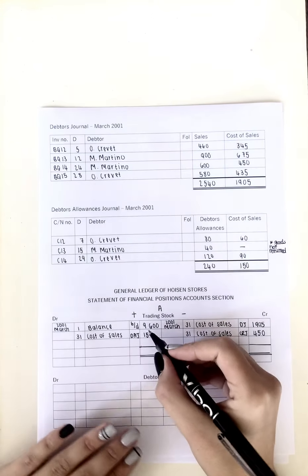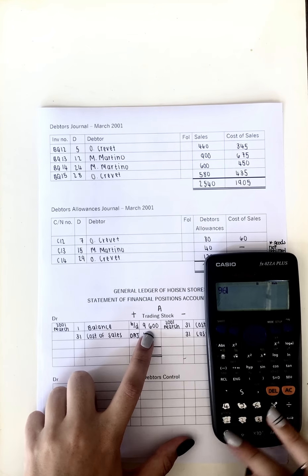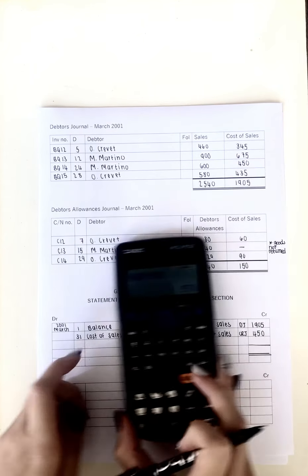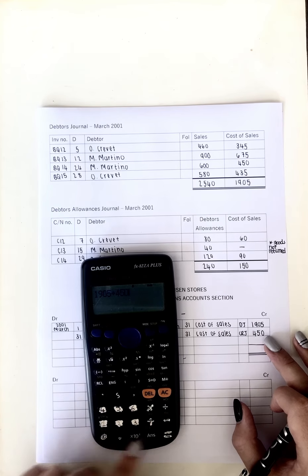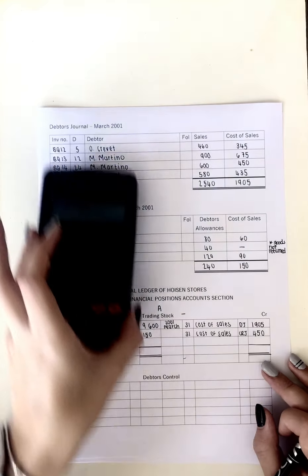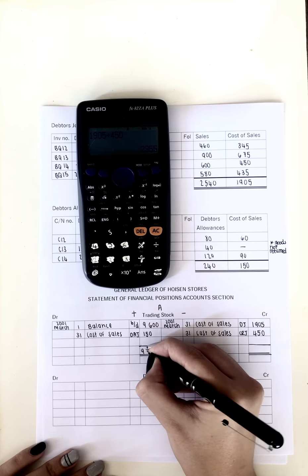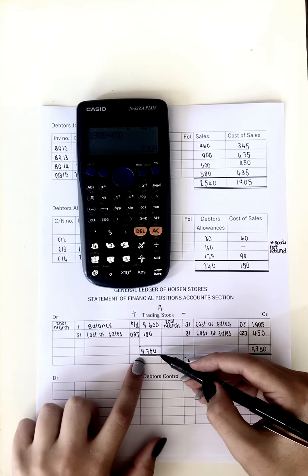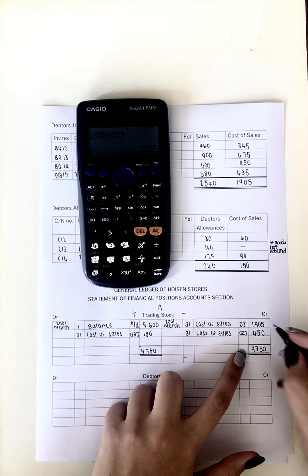Okay, so I check which side is the most. So this side will add up to 9,600 plus 150, so that's 9,750. This side will add up to 2,355. So I know that this side is more. So I put that total down, which was 9,750. And I want both sides to be 9,750. So this side adds up to 9,750. This side adds up to 2,355.